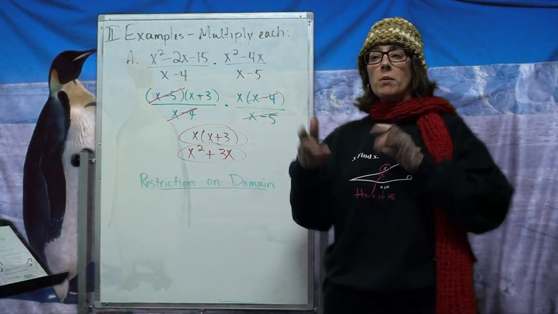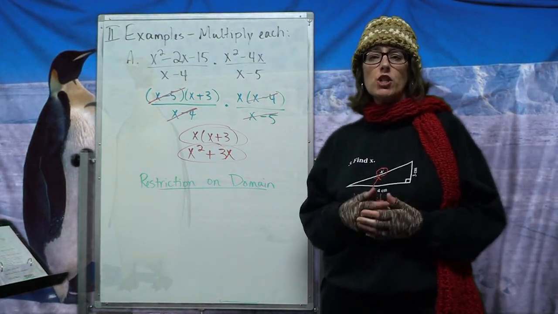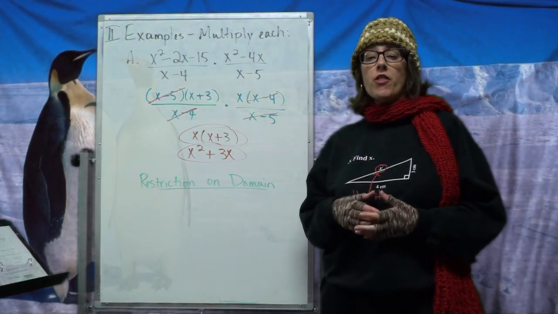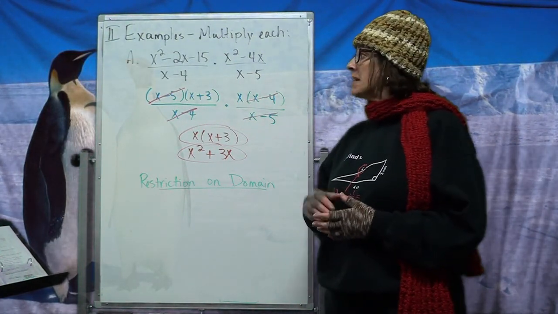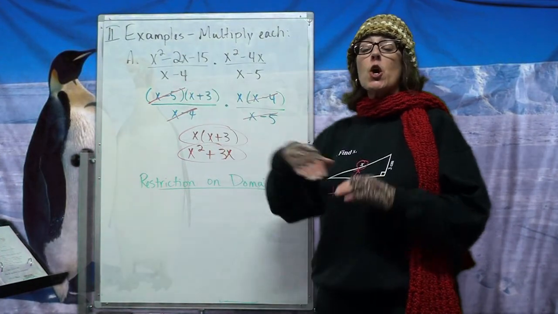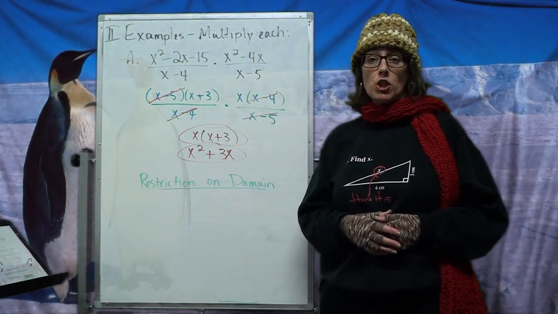I want to consider one more aspect of it, and that's that restriction on the domain. Recall that the restriction on the domain simply means since these are fractions, we do not want to have zeros in the denominators.